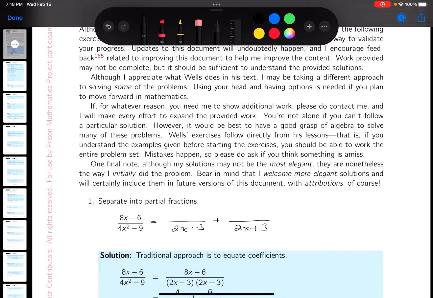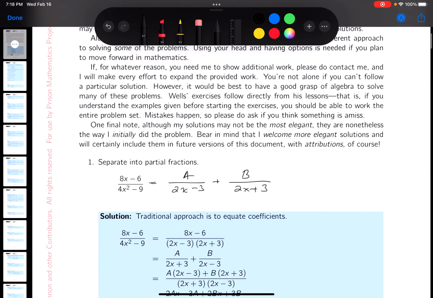And then what I don't know is the numerator, so I'm going to put A and B down. Now, what I'm going to do next is multiply both sides by the LCD, and if you do that, you're going to get 8x minus 6 equals A times (2x plus 3) plus B times (2x minus 3).